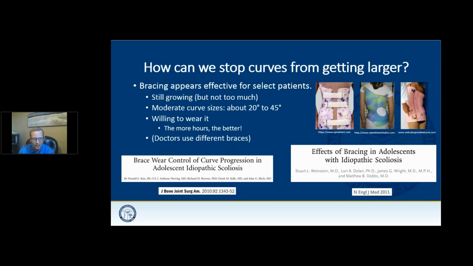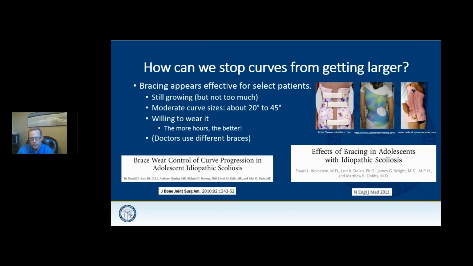We're going to use it in patients who are willing to wear it because we know they don't do anything if they're not worn, and we also know that they have what we call a treatment effect, which means that the more hours you wear the brace, the more likely you are to not have surgery.